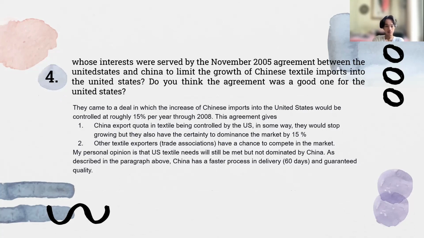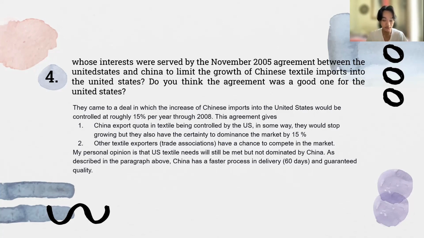Okay, the fourth question is, whose interests were served by the November 2005 agreement between the United States and China to limit the growth of China's textile imports into the United States? Do you think the agreement was a good one for the United States? So they came to a deal in which the increase of China imports into the United States would be controlled at roughly 15% per year through 2008.